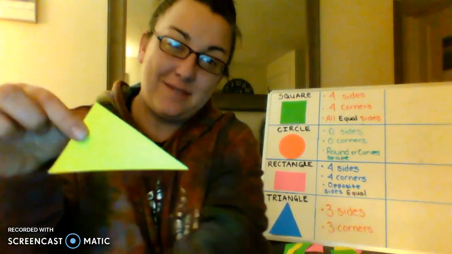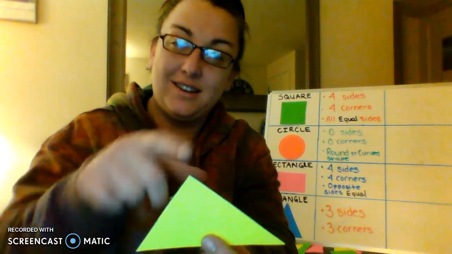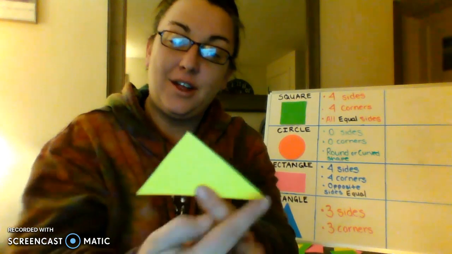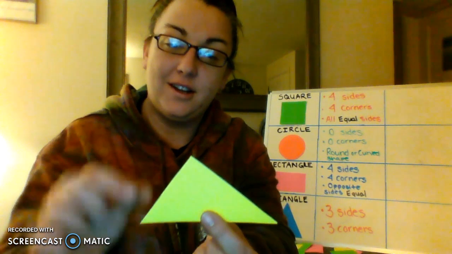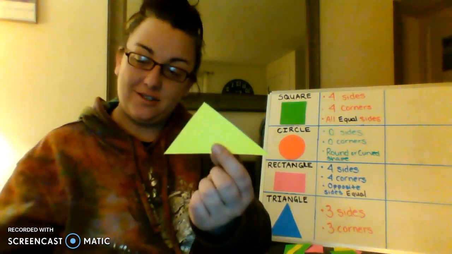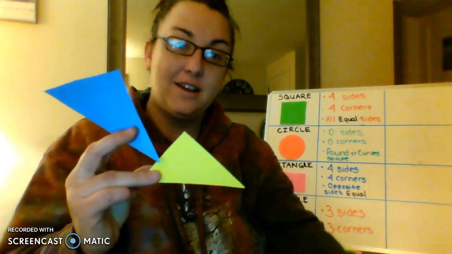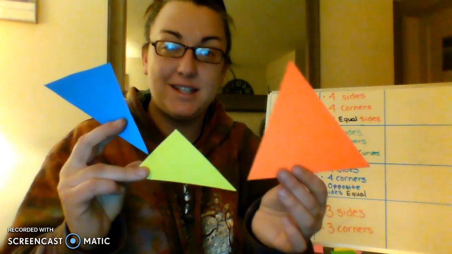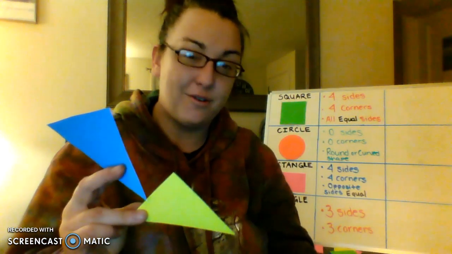Want to count these ones with me? Let's see. Count together. 1, 2, 3 sides. And how many corners? 1, 2, 3. Good job. This is also a triangle. So all 3 of these, even though they're different in shapes and sizes, are triangles. And we can tell that because we know their defining attributes.